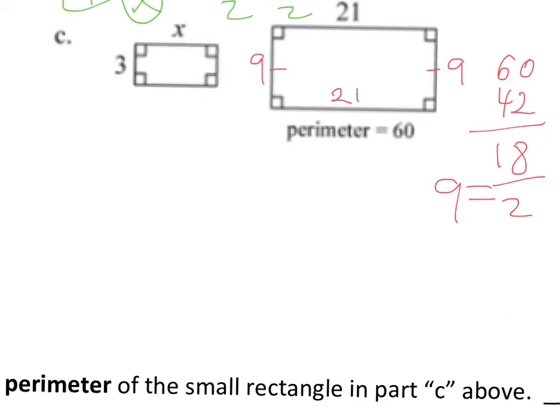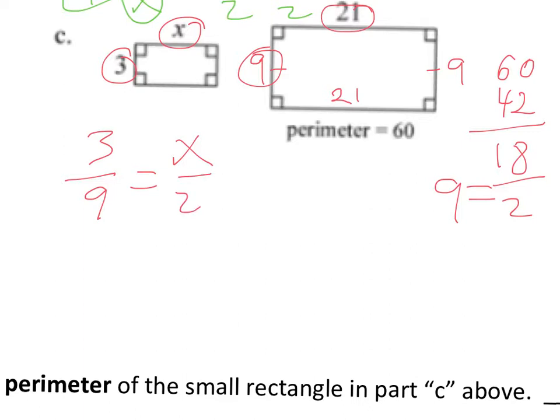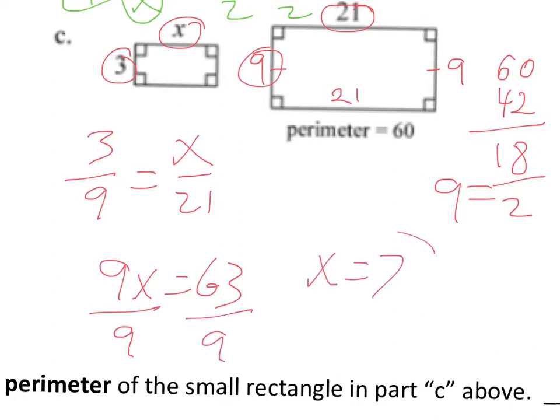Now I can do my ratio. 3 over 9 equals x over 21. Cross multiply, 9x equals 63, divide by 9, and x equals 7.